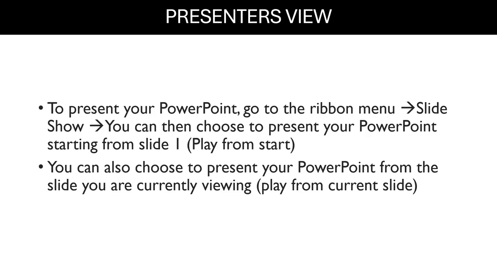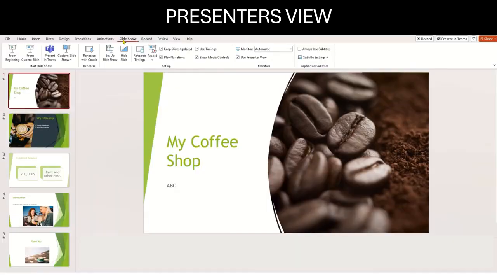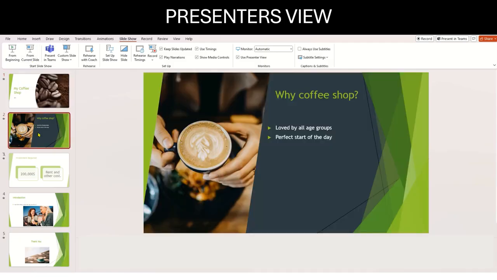Now let us have a little deeper view at the presenter's view. To run a slideshow, we have already seen how to run it. We go to this menu, we select slideshow tab. Over here, you can see you can start it from the beginning or from the current slide. Like for example, if I choose this to be my current slide, my show will start running from this slide and not from the beginning.